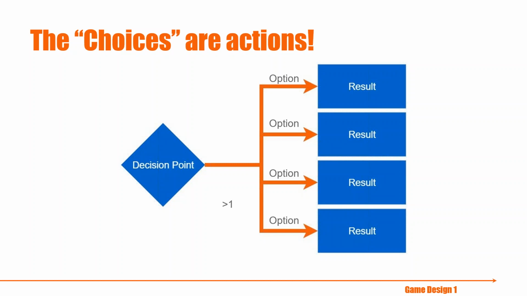As you see in there, we have a decision point, and then we have a bunch of options that a player can actually choose from. And notice that it has to be more than one choice. If it's just a decision point and there's only one choice, that is not a choice. Choices are actions. Let's take a look at some forms of choices.